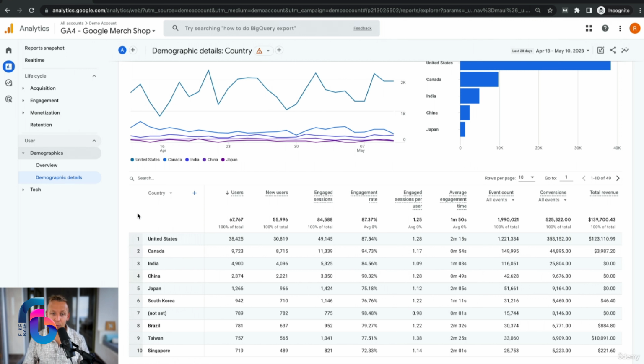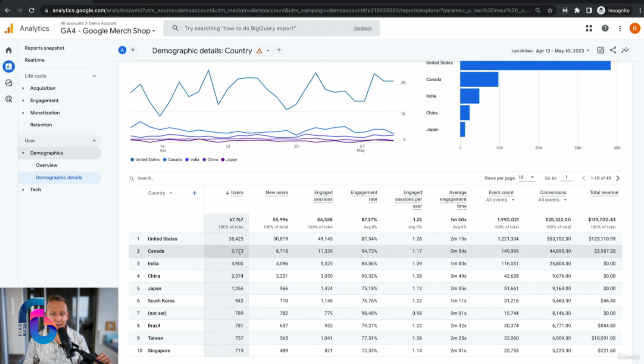So if we move all the way over to the right, look at the United States, move all the way over to total revenue, we can see that the users coming from the United States have generated $123,000 in the last 28 days. Impressive. Going down, Canada has generated almost $4,000. This is where it gets amazingly interesting.